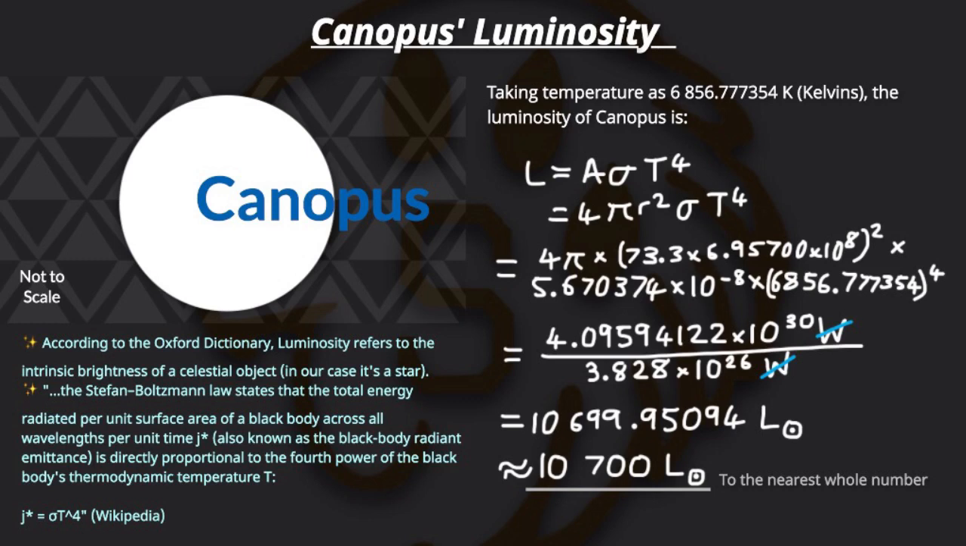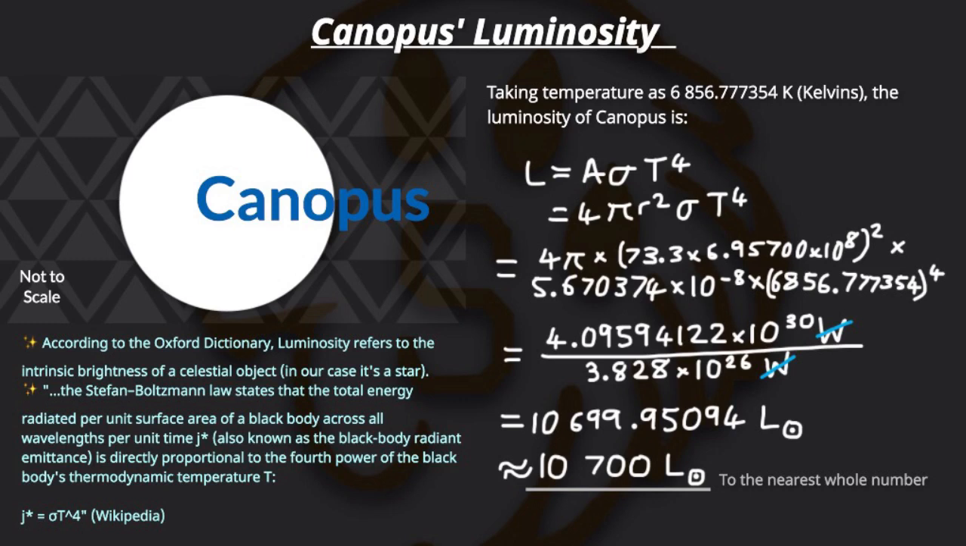So that L with the subscript of a circle with a dot in the middle, that symbol represents the sun. When we say L with that circle and dot, we're talking about the luminosity of the sun. If we have, for example, R with that circle and dot, we are talking about the radius of the sun. So what you do is put the coefficient or multiplying factor, which in this case is 10,700. We just know it's 10,700 multiplied by the luminosity of the sun, and then we get the actual value of the luminosity of our star.